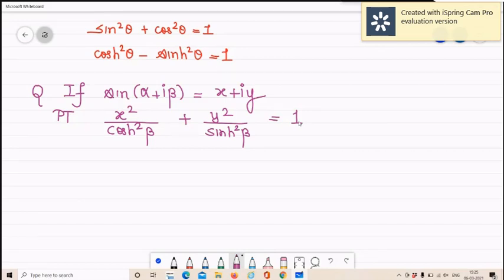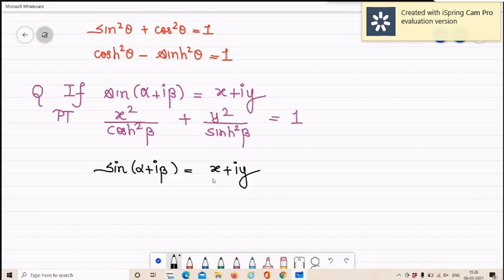This is what I need to prove. Before I go to what I need to prove, I will see what is given to me, because that is my interest now. So let's start with that. What do we have? Sin of alpha plus i beta equal to x plus iy. So what are we going to do from the left hand side? Quickly tell me.